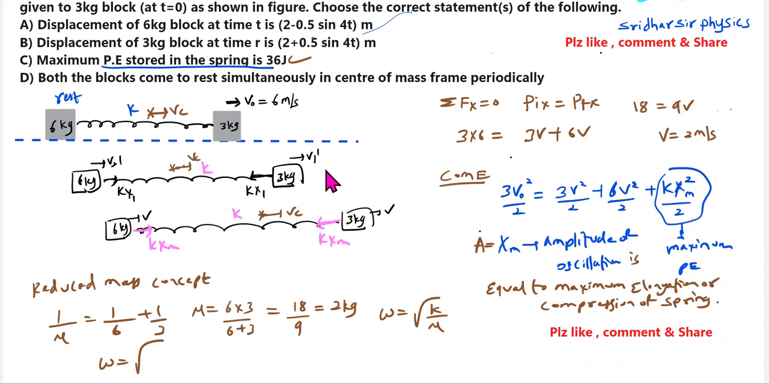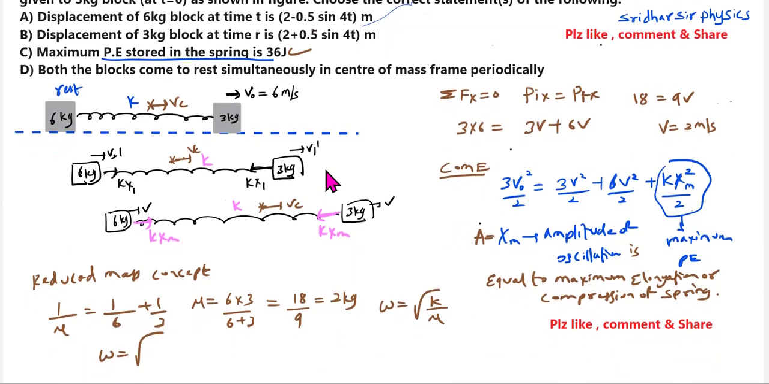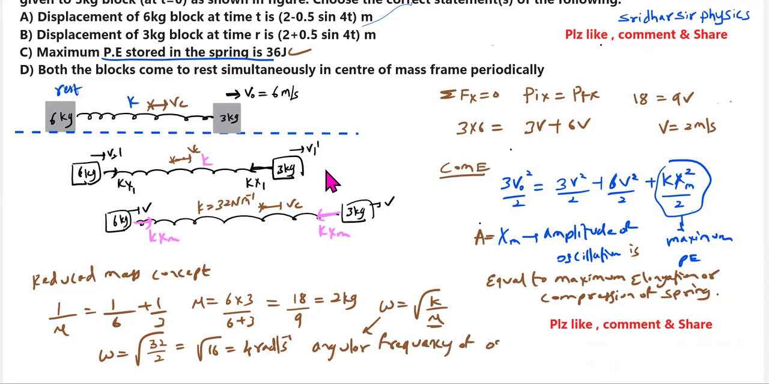So what is the spring constant? Spring constant is 32 Newton per meter. Write down the value. So 32 by 2, reduced mass. Reduced mass mu is 2, so omega is equal to root 16, which is equal to 4 radians per second. What is omega? Omega is the angular frequency of oscillations.